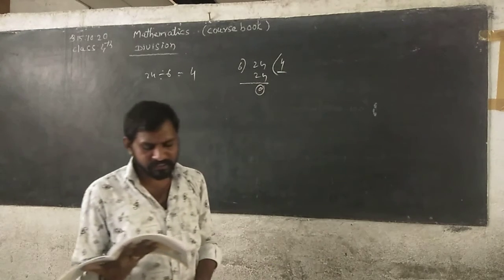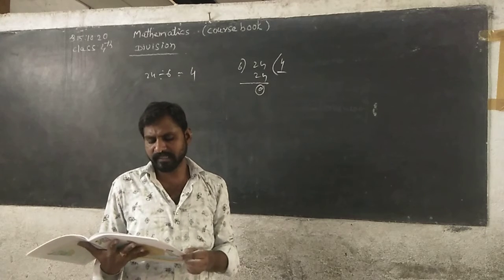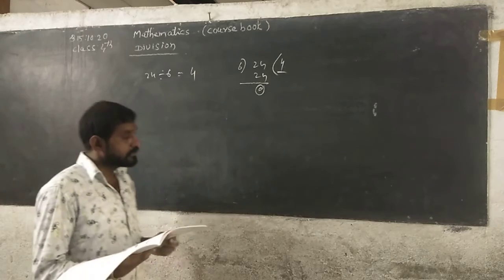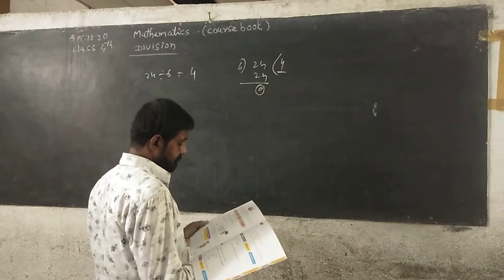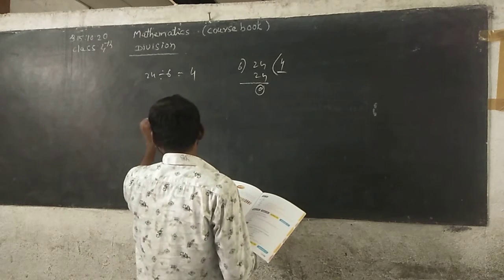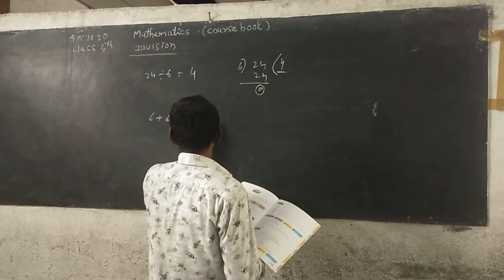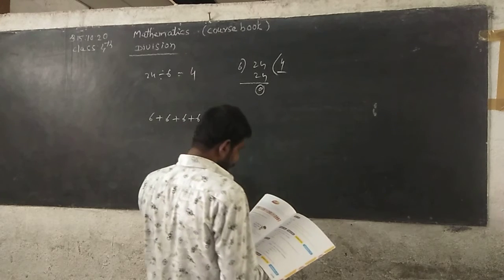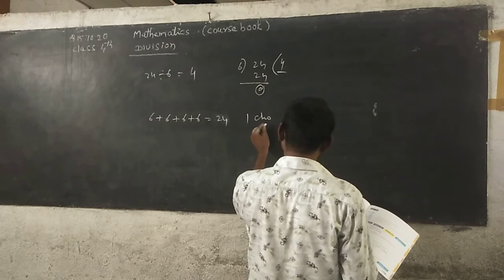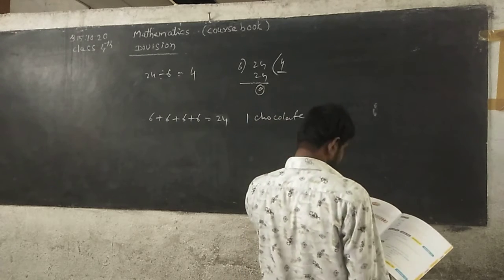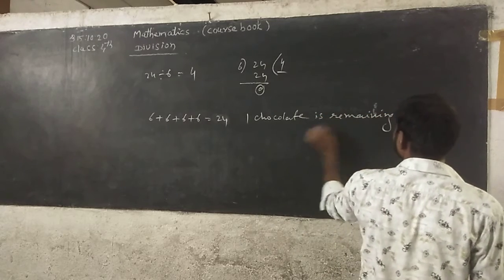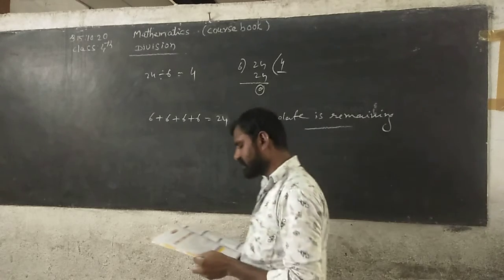See here, can you share 25 chocolates equally among 6 children? Let us see. 6 plus 6 plus 6 plus 6, you get 24. So one chocolate is remaining. Let us do it by division and see.